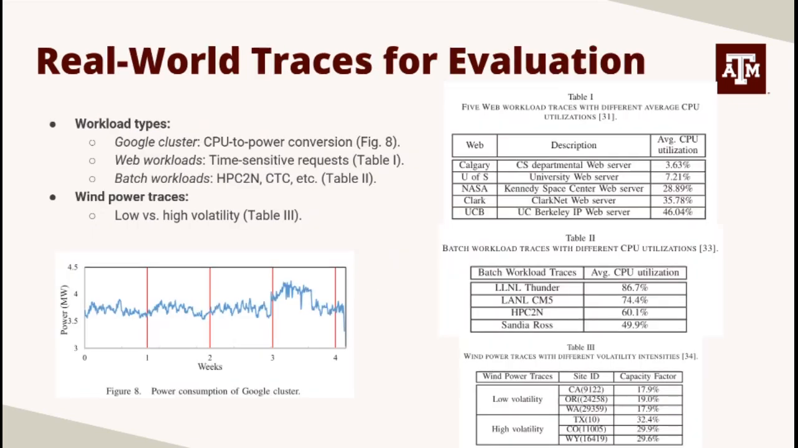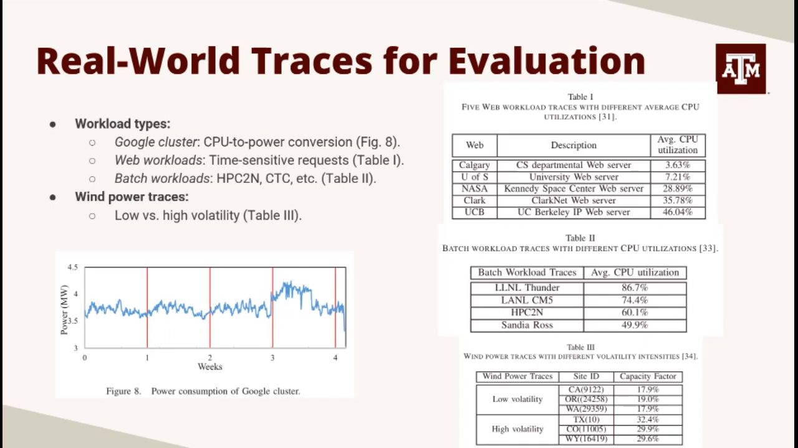Let's dive deeper into the data. The Google cluster trace, shown in Figure 8, provided a month-long snapshot of our power consumption patterns. For web workloads, we analyzed the logs from servers like Lassus, which averaged 29% CPU utilization. Batch workloads, such as those from HPC2N, allowed us to test deferrable job scheduling.